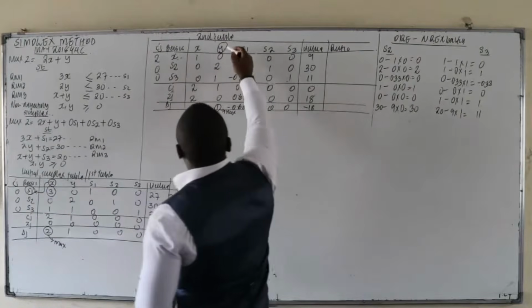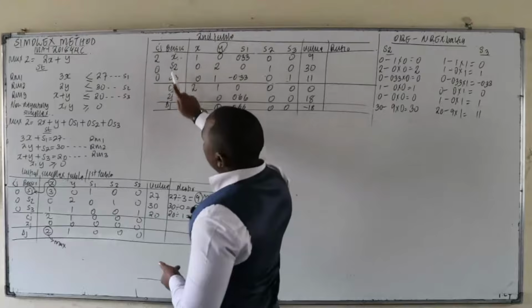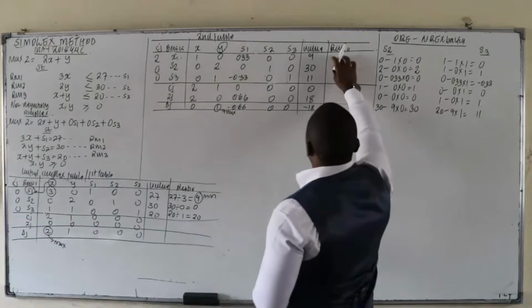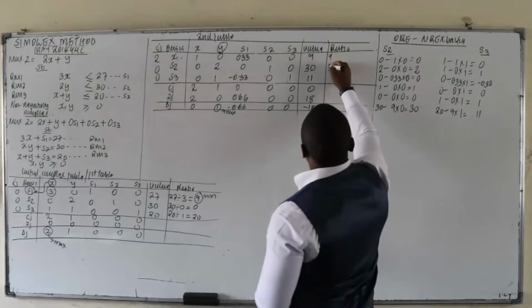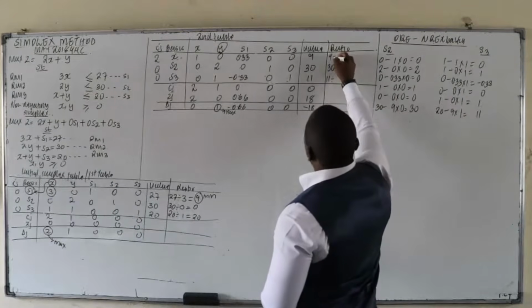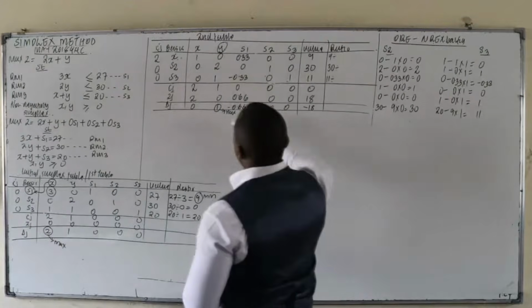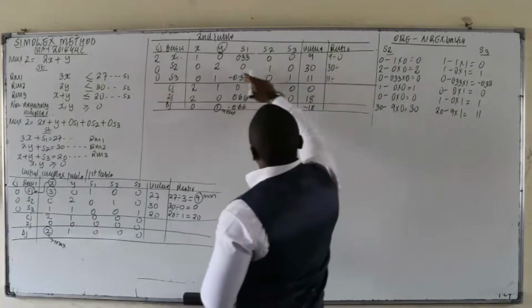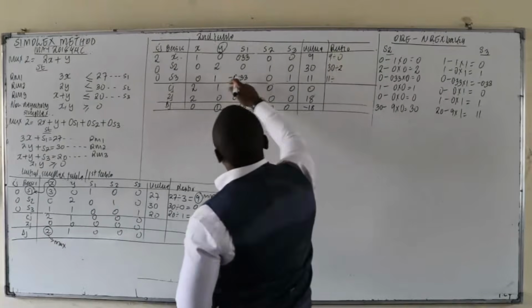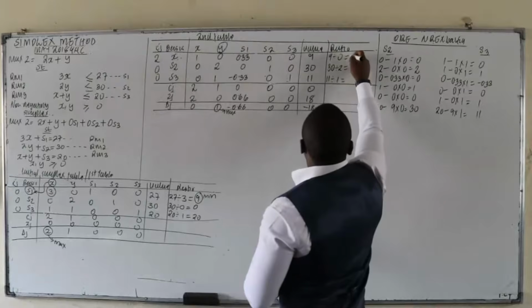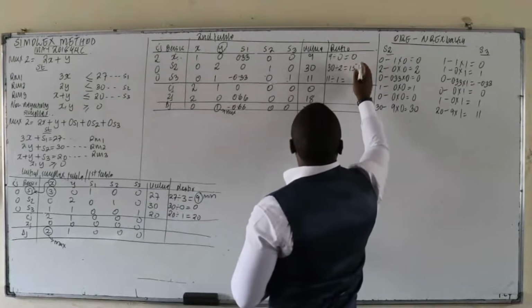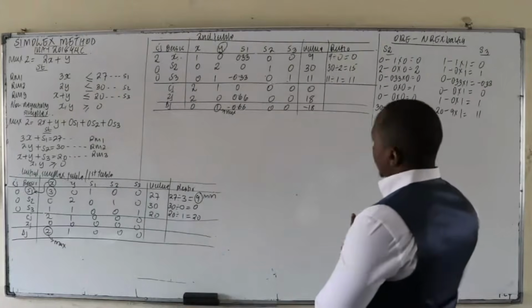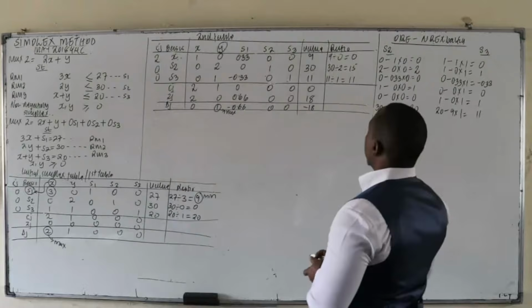So now Y becomes the incoming variable. Y is going to replace either S2 or S3. Which one will go? To determine which one will go, you compute the ratio. To get the ratio, you take the values 9, 30, and 11 and divide by the elements in the maximum column. This one you divide by 0, this one by 2, this one by 1. This is 0, this is 15, this is 11. Then from the ratio, you take the minimum. In that case, we ignore 0. Are you together?